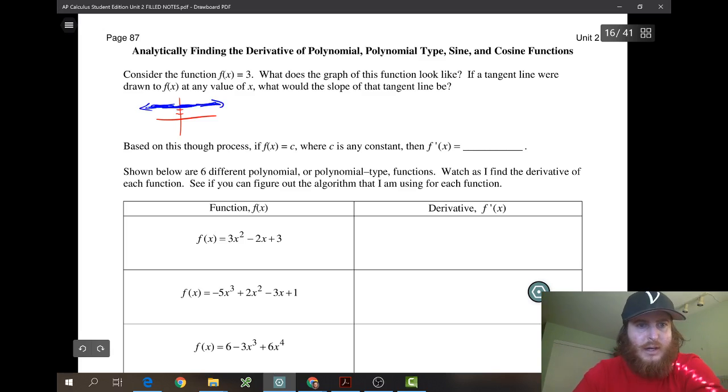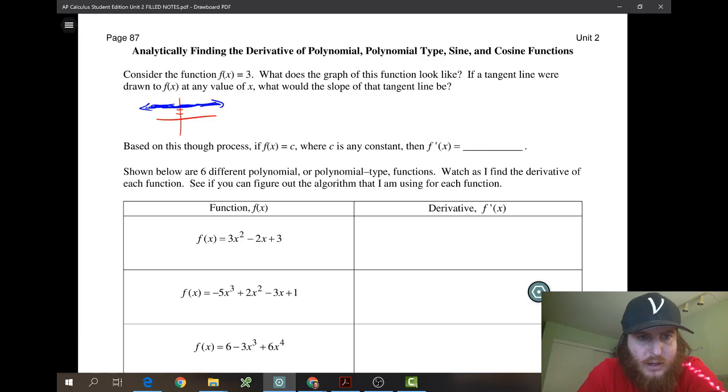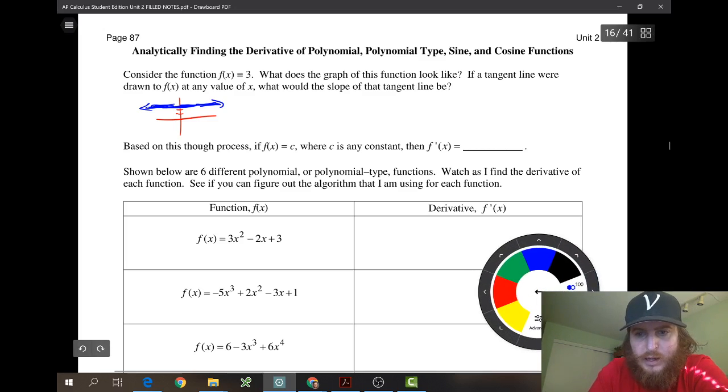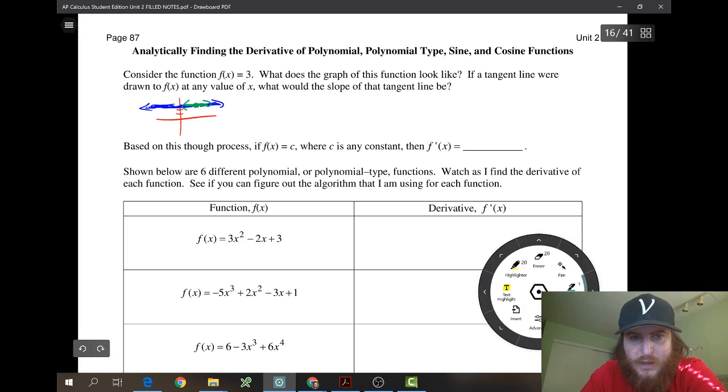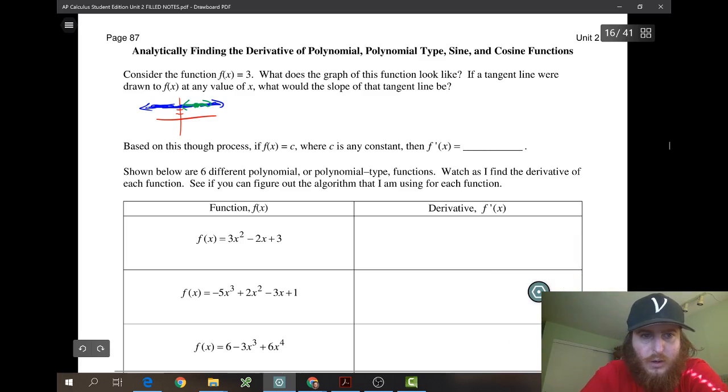Well, the tangent line is actually the graph itself, right? If we were going to draw a tangent line, we would just be drawing the line over the top of it. So it is itself. And what about the slope of that graph? The slope of any horizontal line is just 0.